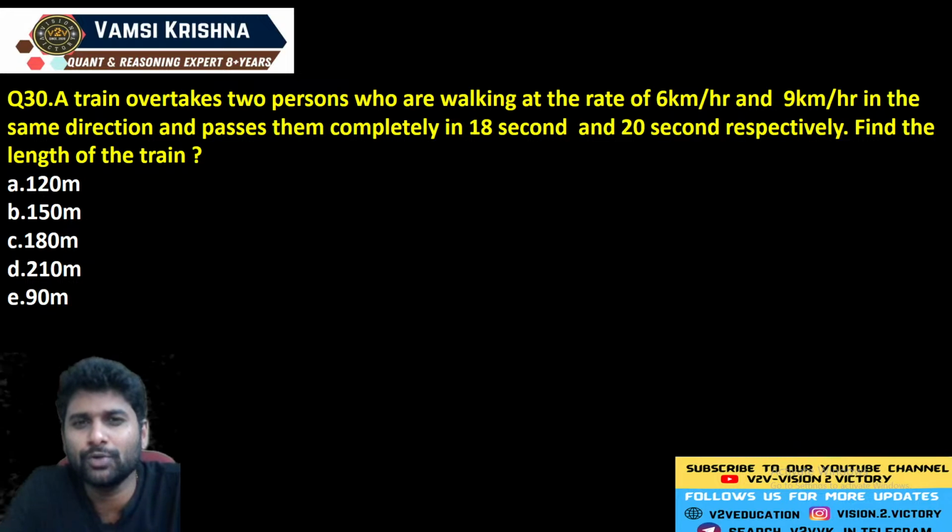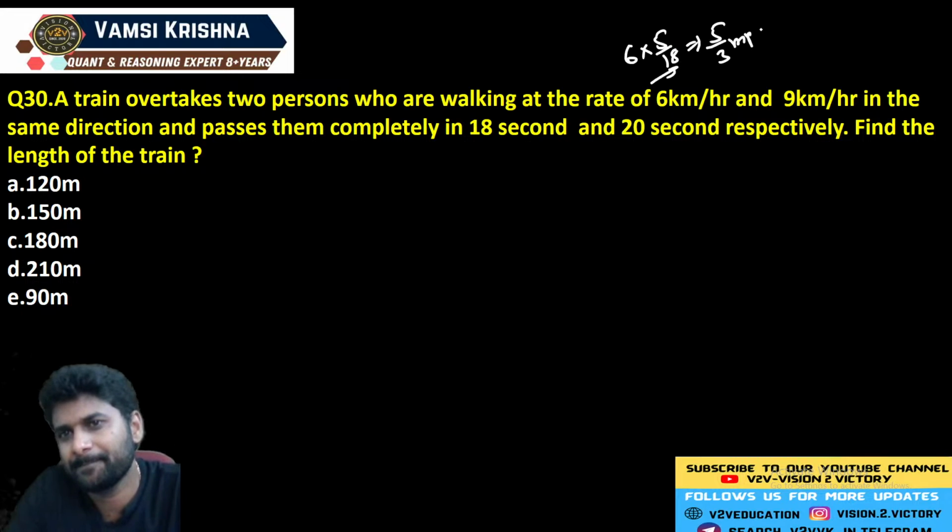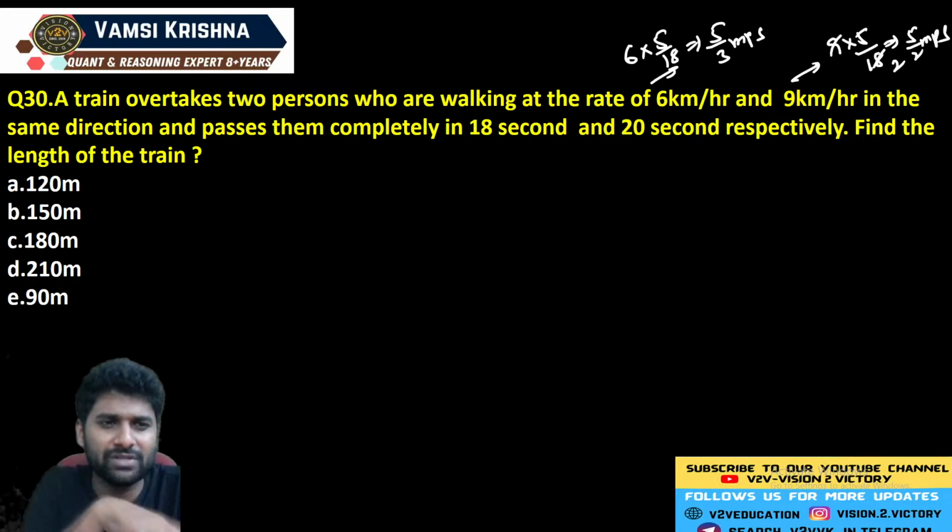A train overtakes two persons who are walking at the rate of 6 km per hour and 9 km per hour. So convert it into meters per second. 6 is multiplied by 5 by 18. It's 5 by 3 meter per second. So 9 is multiplied by 5 by 18. It's a value of 5 by 2 meter per second. Why? Because most of the data which is available is in seconds and meters, right?